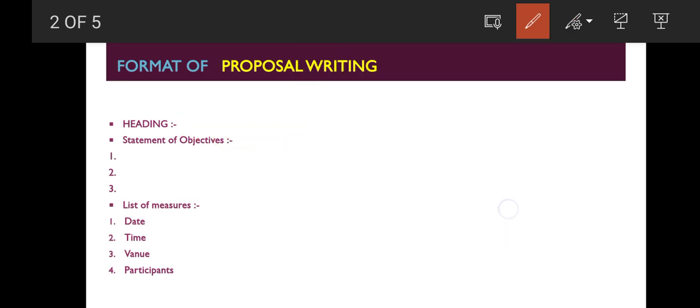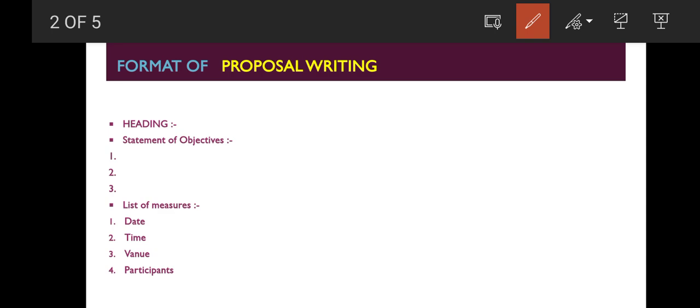Next, come to the next topic, statement of objectives. What is the statement of objectives? It means what your objectives are. You have to write in 1, 2 or 3 lines, not more than 3 lines. Remember this. The topic you have written concisely in the heading will be elaborated here. You have to elaborate the heading in the statement of objectives: this is the problem faced, and these are the things.